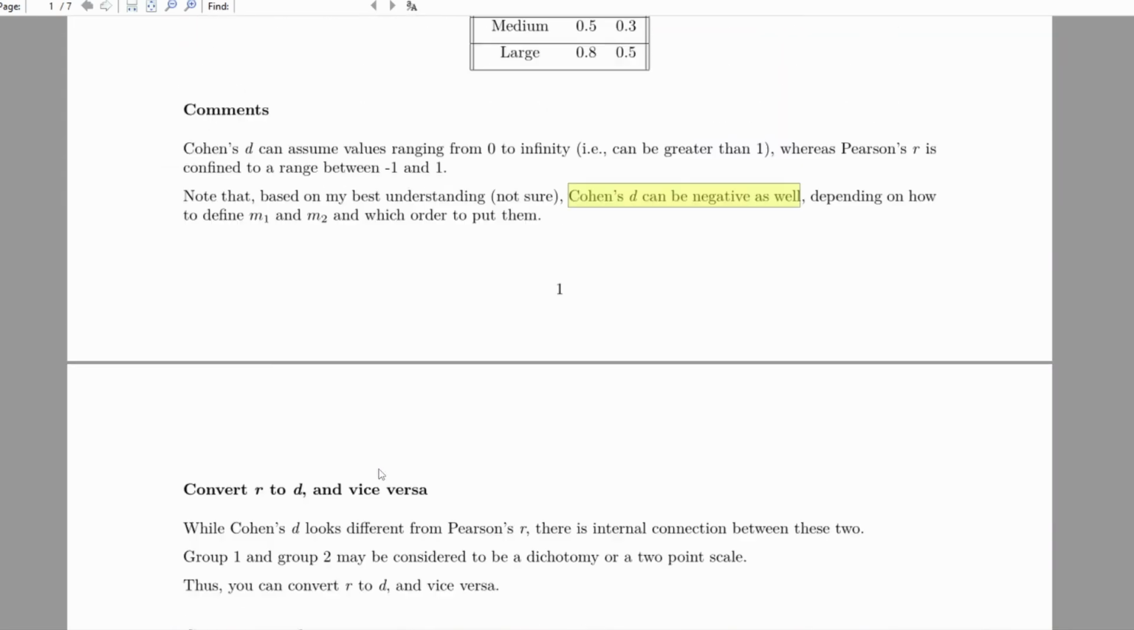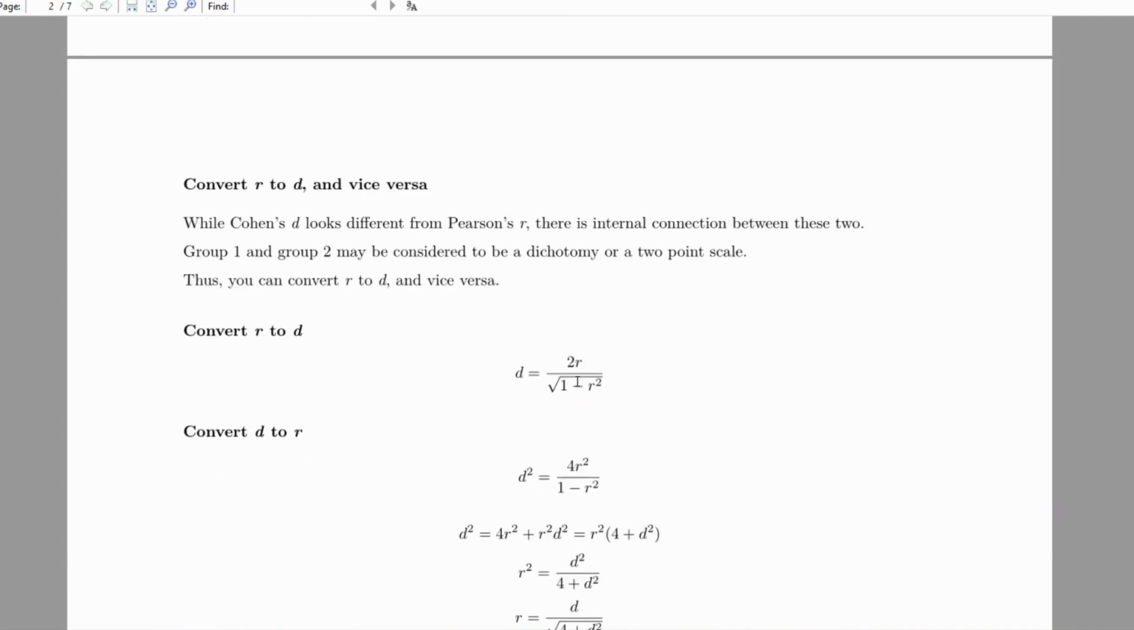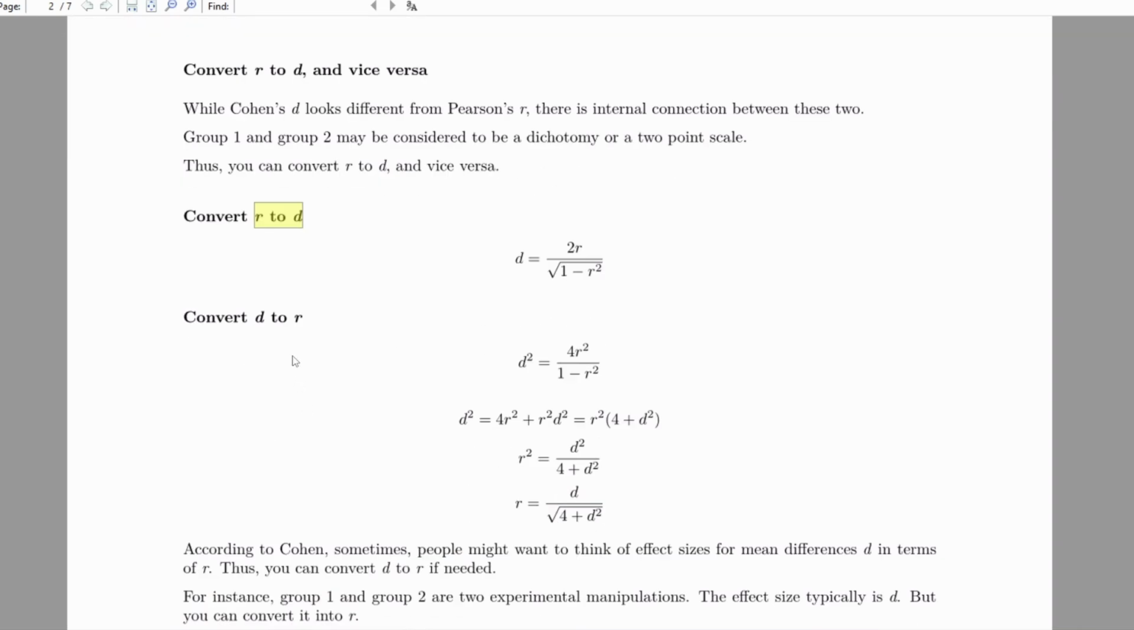And another thing is that we see the numbers are different here in terms of small, medium, and large for Cohen's d and correlation coefficient r. Actually, you can convert one to another. There's a formula to convert that. For instance, here you can convert r to d, and vice versa, you can convert d to r.